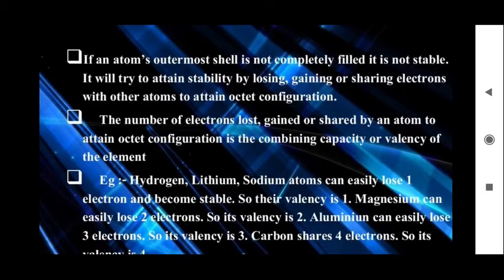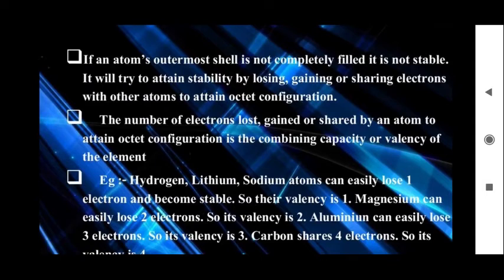If the atom's outermost shell is not completely filled, it is not stable. It will try to attain stability either by losing or gaining, or by sharing electrons with other atoms to obtain octet configuration. The number of electrons lost, gained or shared by an atom to attain octet configuration is the combining capacity, which is called the valency of an atom.